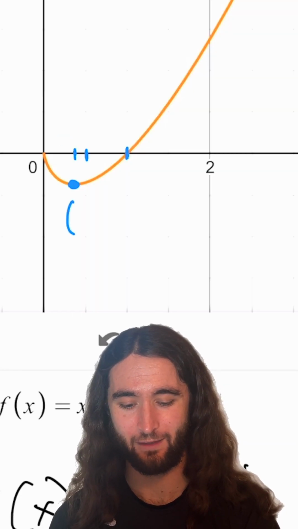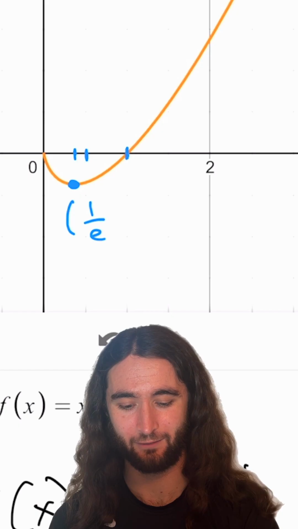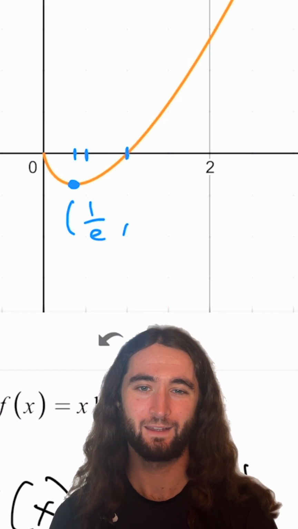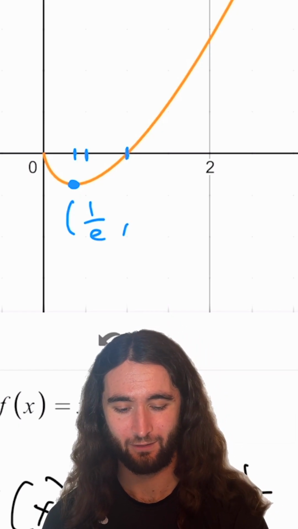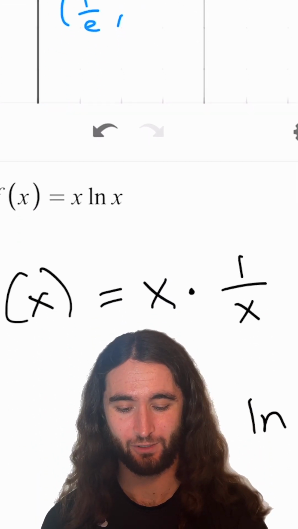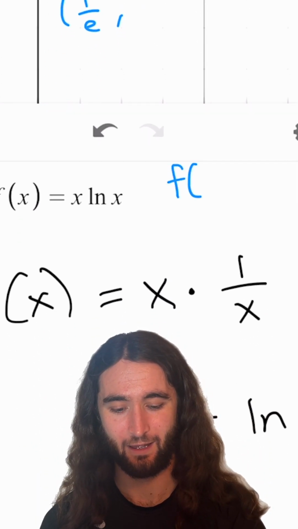Okay, now that we know that this is e to the negative 1, also known as 1 over e, how do we get the other coordinate? Well, we just plug it into the function. So we just have to calculate f of e to the minus 1.